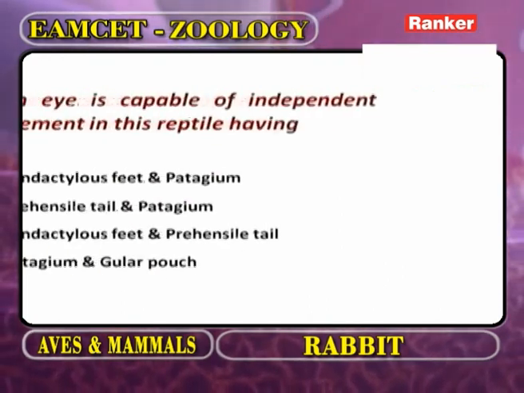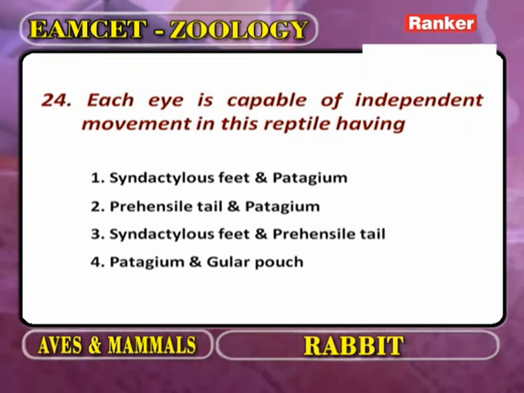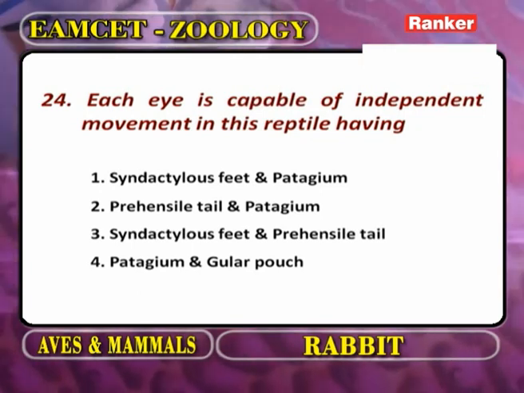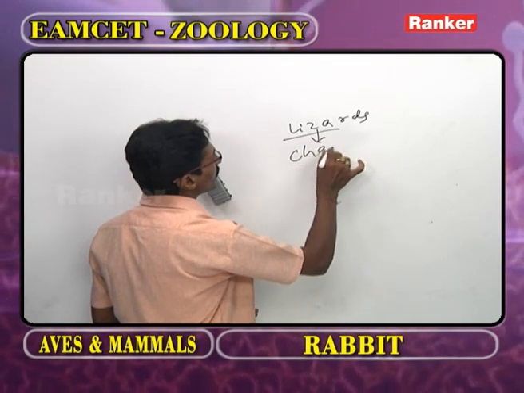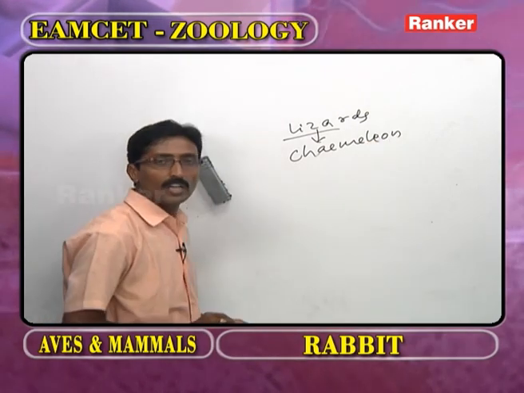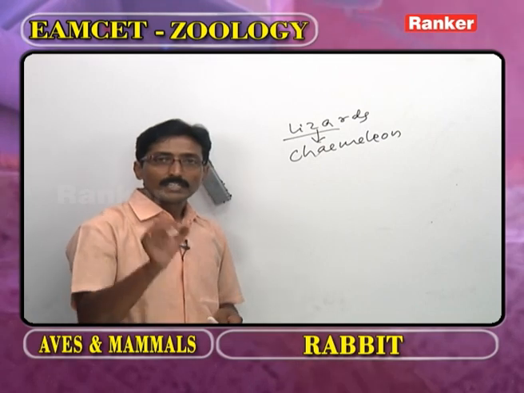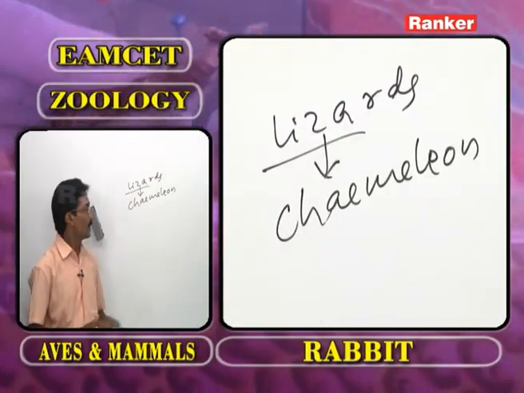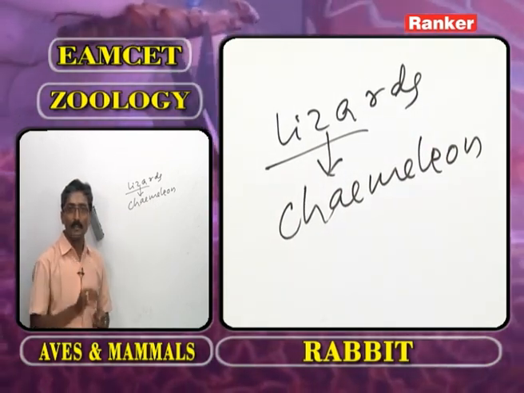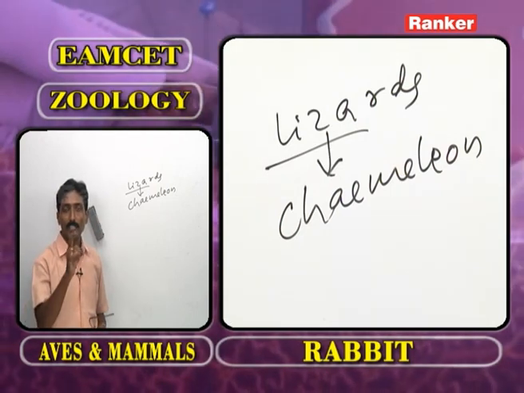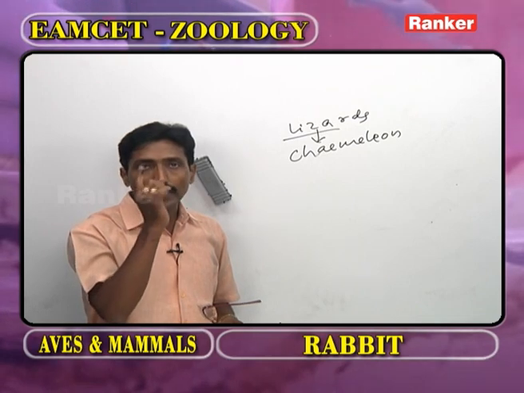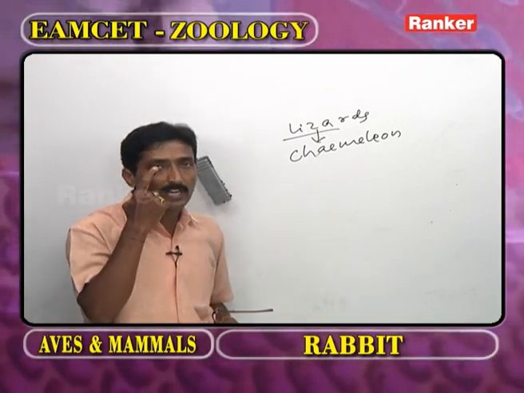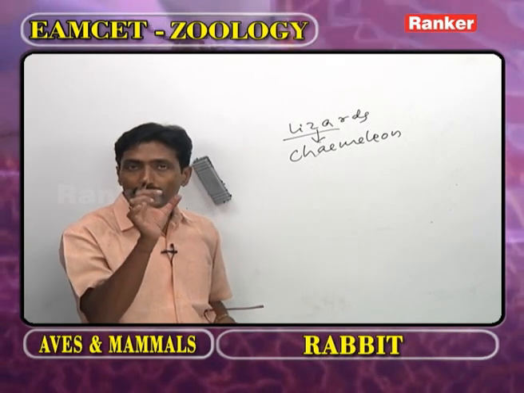Now we go for the next question. Each eye is capable of independent movement in this reptile having. Now as we observe the reptiles, one type of reptiles we call lizards. In the lizards, one example is called chameleon. Students, we know very well the Telugu meaning of chameleon, that is Osaravelli. Now as we observe the chameleon, in the kingdom Animalia, this is the only animal that can move its eyeball independently. We are unable to move the eyeballs independently. But the chameleon can move each eyeball independently.